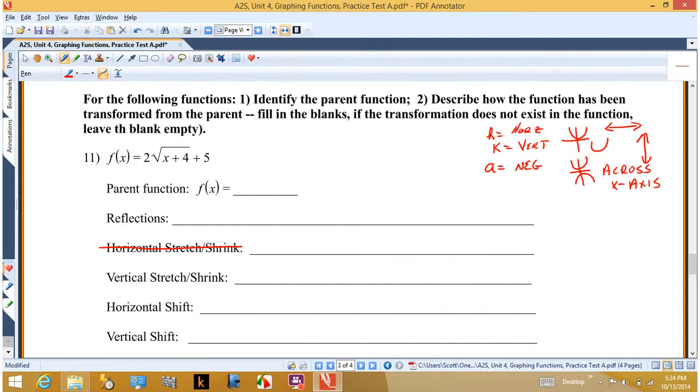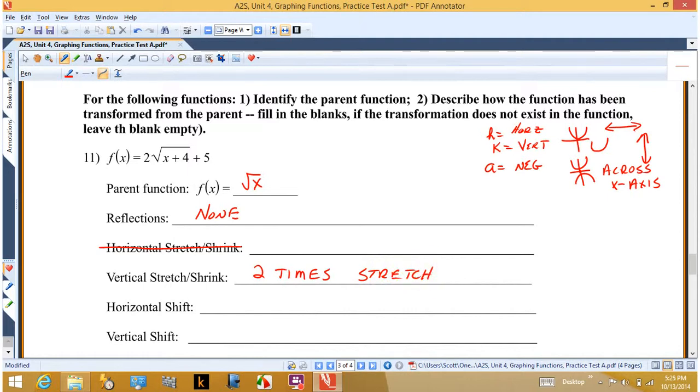What we see is we have a square root, so the parent function would be f of x is equal to the square root of x. A reflection would occur if we have a negative on the a. There isn't a negative on the a, so there isn't any reflection. A vertical stretch or shrink, that would be the multiplier in front here. This is the a value. We could see that it is greater than 1, so that means it's going to stretch the value. Greater than 1 will stretch it. So it's a vertical stretch of 2 times. We need to specify that it's a stretch because it could be a shrink.